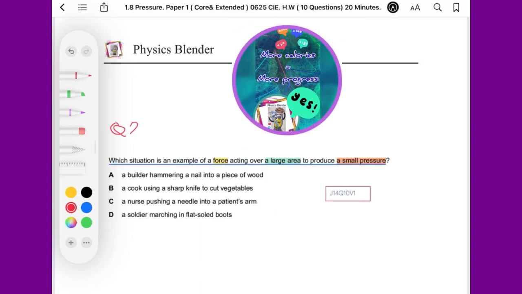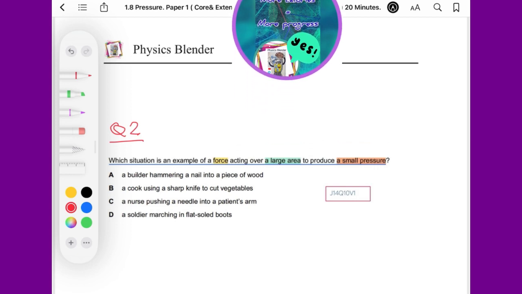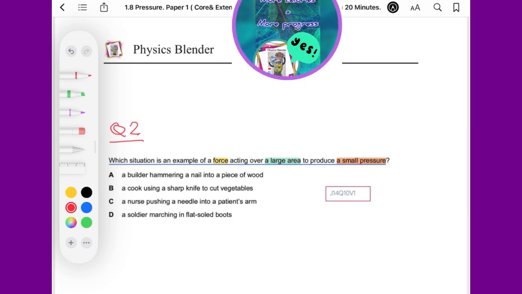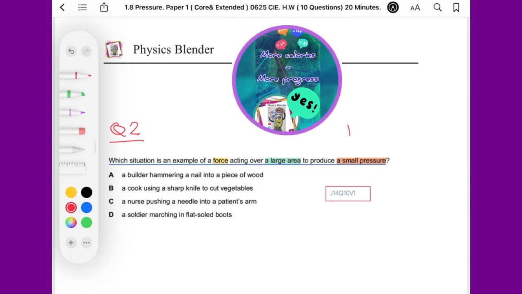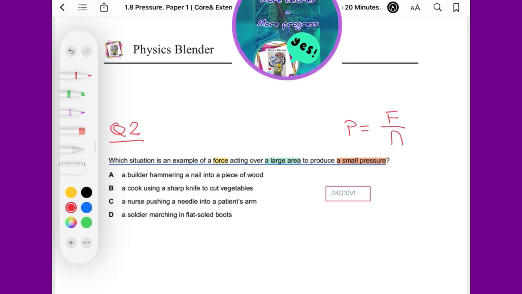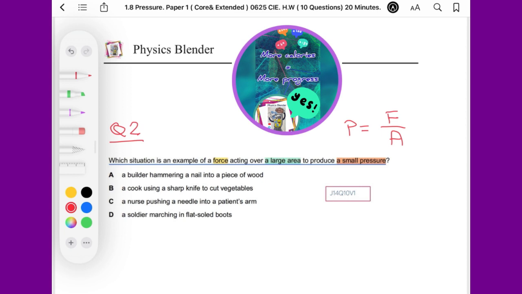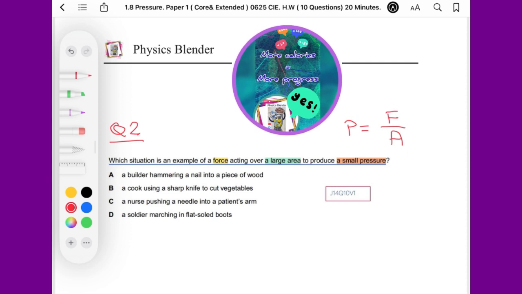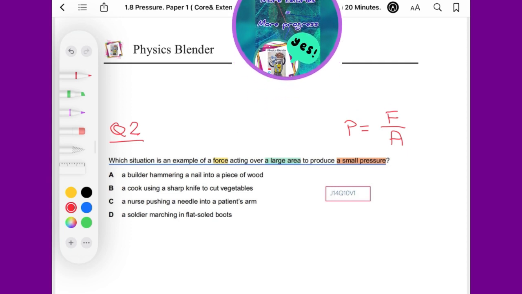Question 2. We have different situations and we have force acting over a large area to produce small pressure. Back to our equation: pressure is equal to force divided by area of contact or base area. So we have here different situations: a builder hammering a nail, a cook using a sharp knife, a nurse pushing a needle.